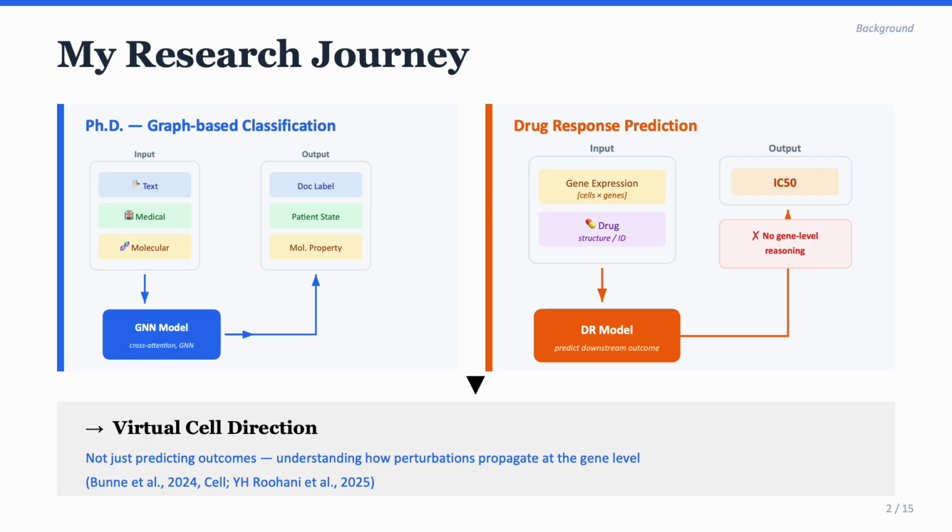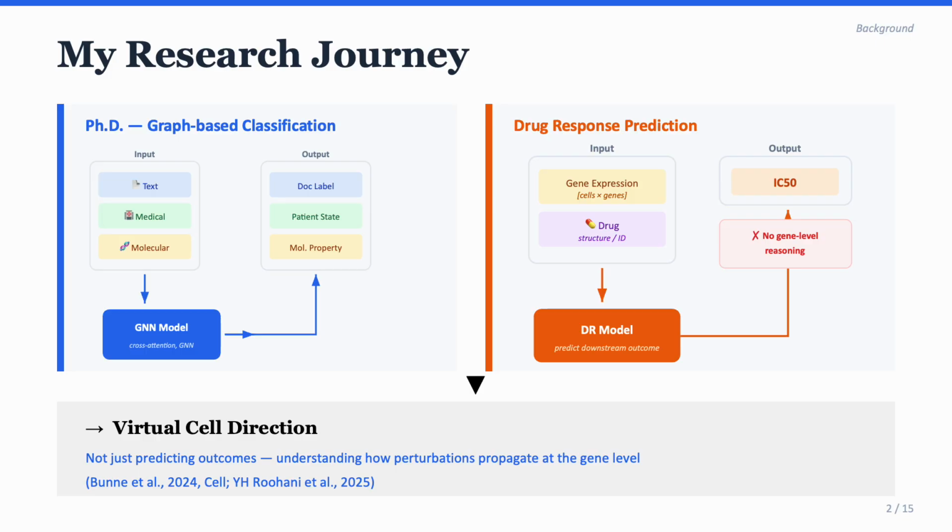For drug response prediction, the setup here is that we have a gene expression profile, which is basically a big matrix of cells by genes. And we also have the drug structure as an input. And the model tries to predict the IC50 value that measures how sensitive the cell is to the drug.